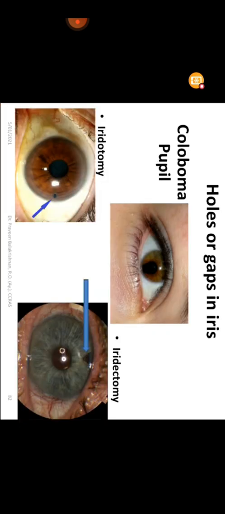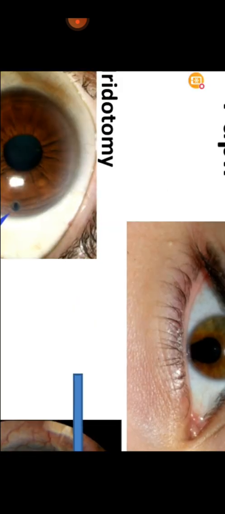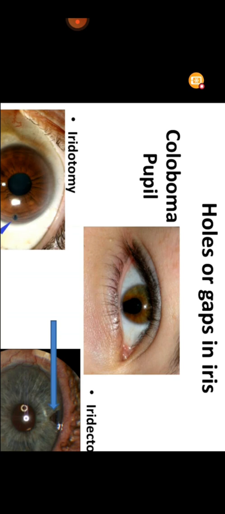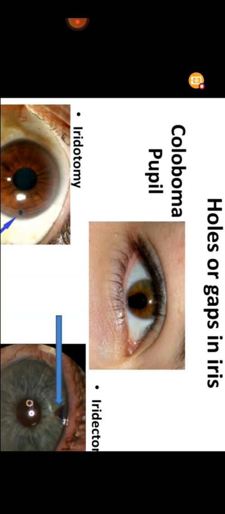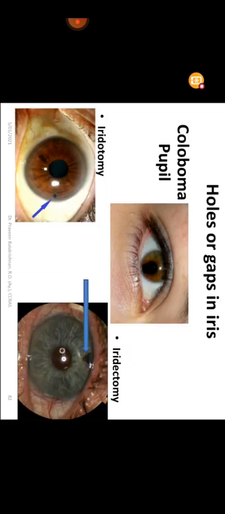Okay. Now holes or gaps in the iris you can also see. See, this is a natural gap that has occurred, which is called coloboma of the pupil. Sometimes you can see an artificial hole that has been created, especially in people who have a history of increased intraocular pressure. This is called iridotomy, and usually we use Nd:YAG laser to create an iridotomy. So iridotomy holes can be seen, or you can see when a part of the iris has been surgically removed. So it's not a coloboma, but an iridectomy. The iris has been removed. So check out for all these.